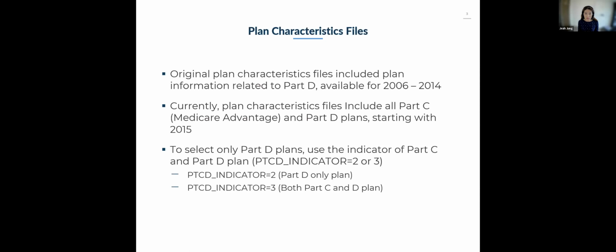But if you are interested in only Part D plans, then there is an indicator, the Part C/D indicator. The indicator equals 2 is Part D only plans. So you can select those plans.